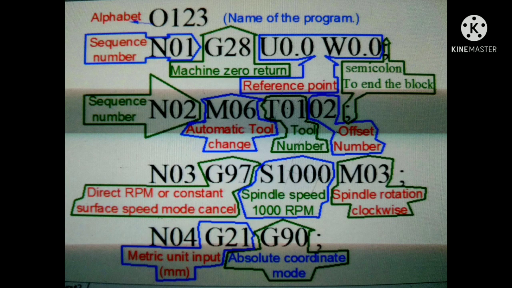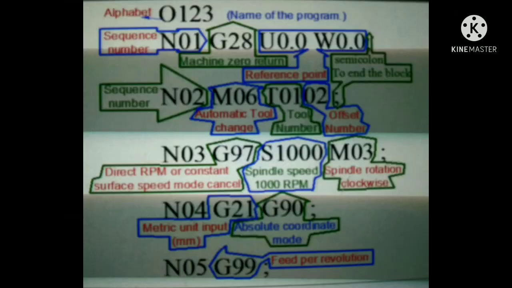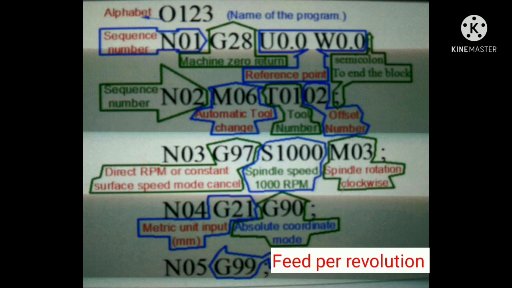Next sequence number is N04 and we use the code G21 G90 and after that a semicolon to end the block. Here we use G21 for metric units input, that means millimeter, and G90 for absolute coordinate mode. The next sequence number is N05 and the code is G99 and after that a semicolon to end the block. In this line we use G99 to give the feed of the tool per revolution.